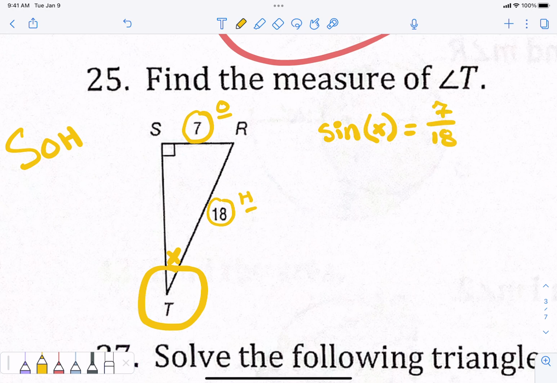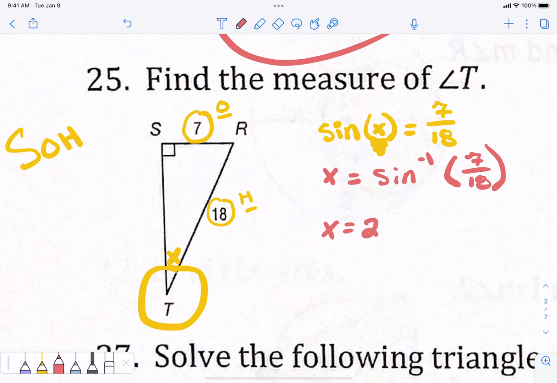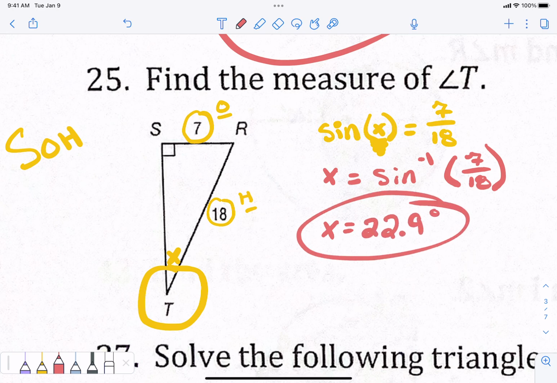Okay, now, since the x is trapped inside of here, to get it out, I have to do the inverse sine. Okay, so I hit that shift button, inverse sine of 7 over 18, and it will give me the degrees of, it's like 22.9 degrees. That's what that angle x will be.